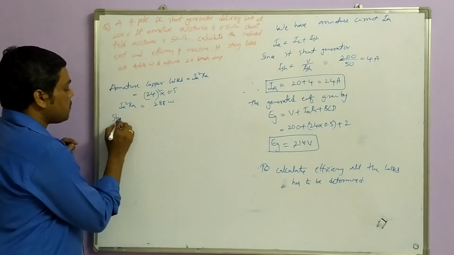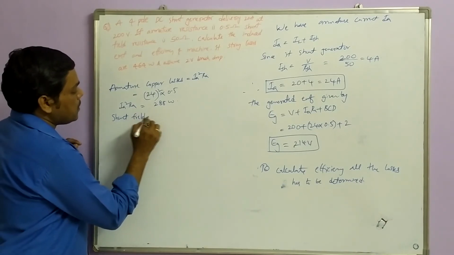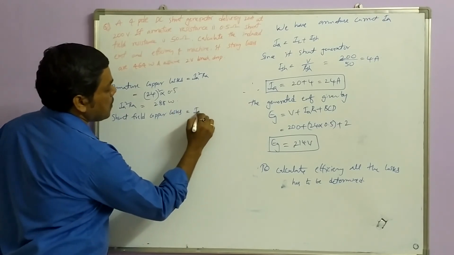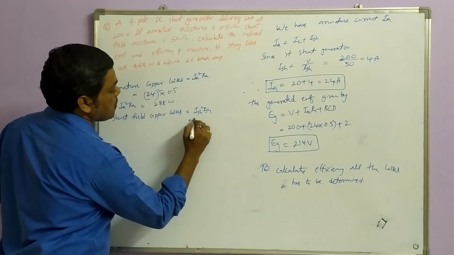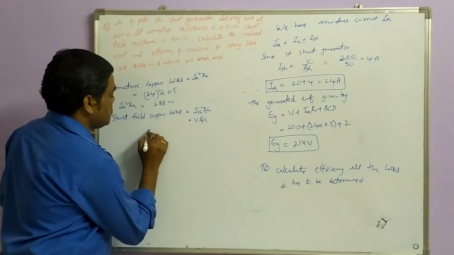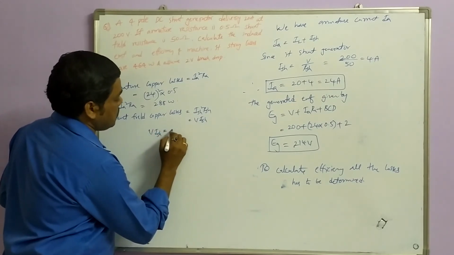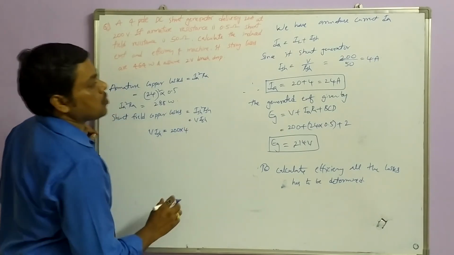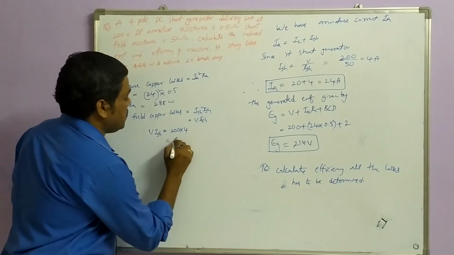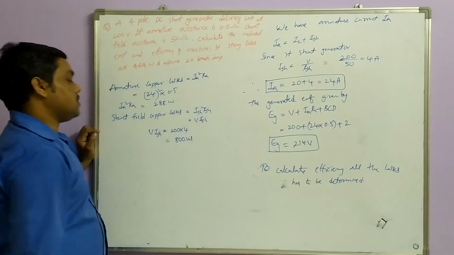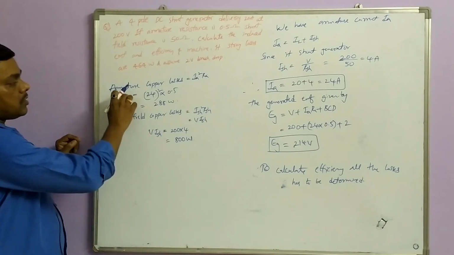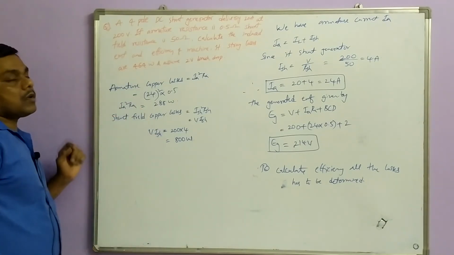Similarly, shunt field copper losses. Shunt field copper losses is nothing but ISH square into RSH or V into ISH. Now we will take V into ISH is equal to 200 into 4. Shunt current is 4 and V is equal to 200. So we will get 800 watts as the shunt copper losses. Now armature copper losses are completed, shunt field copper losses are completed.